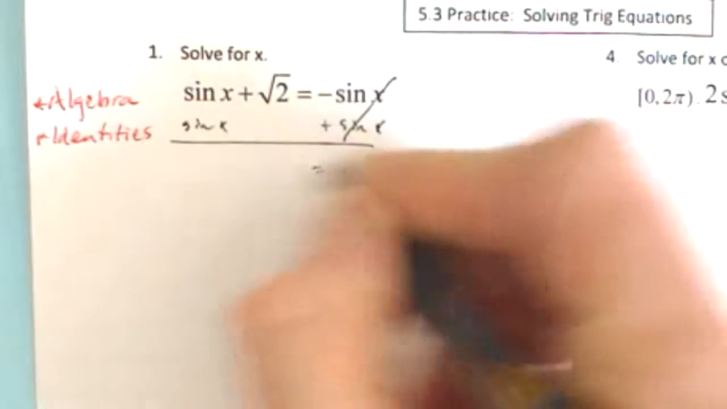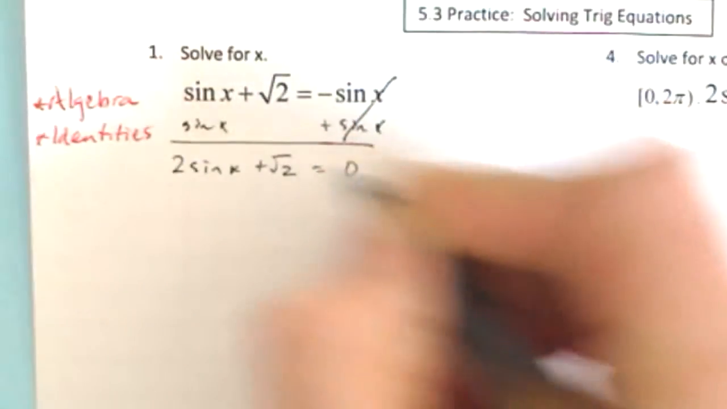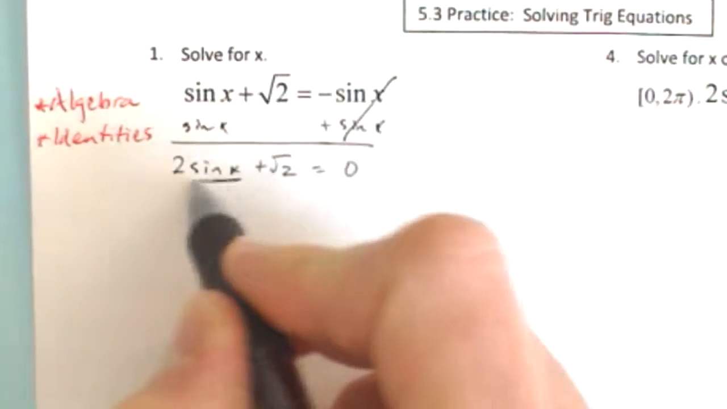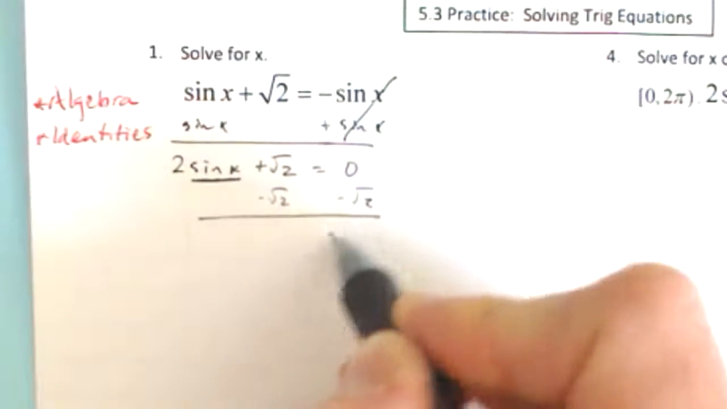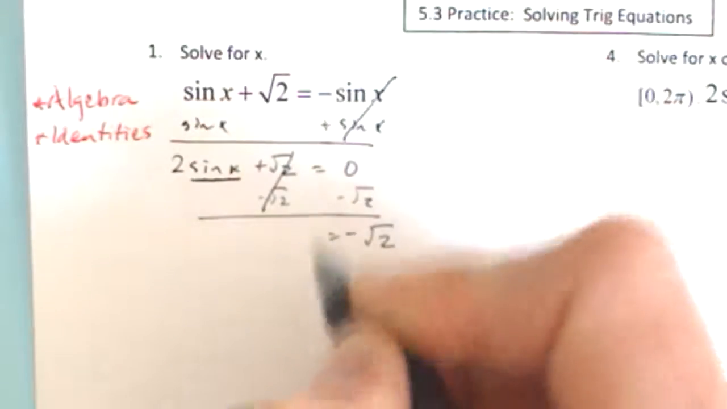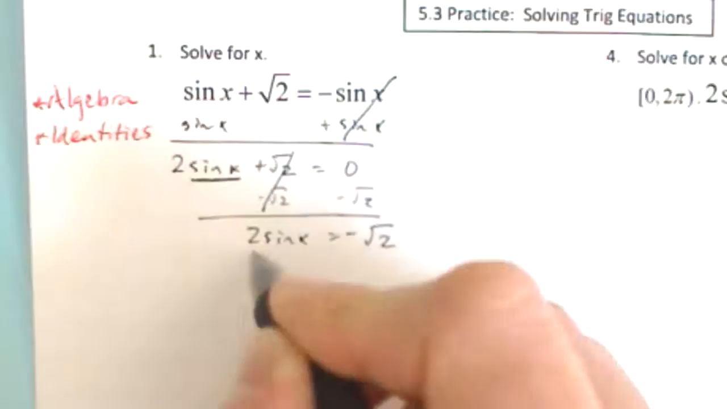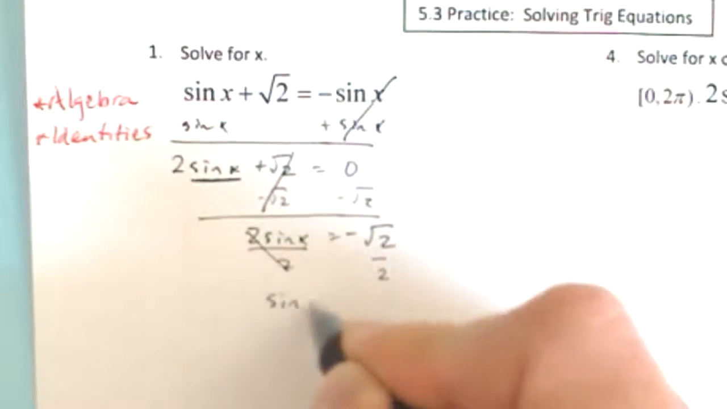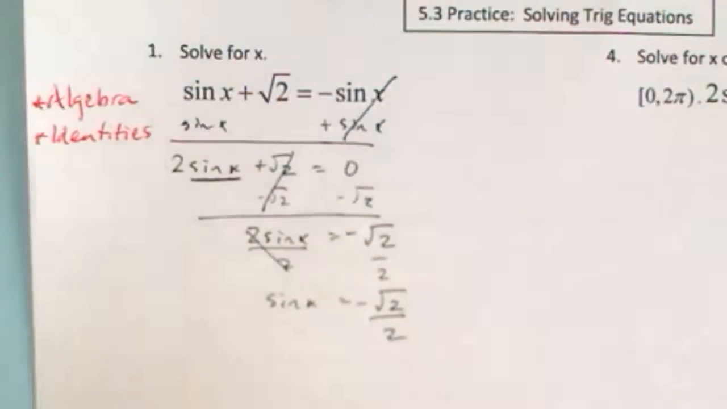It cancels out on the right, leaving me with 0. On the left, I get 2 sine of x plus radical 2 equals 0. I need to isolate this sine of x, so I'm going to subtract radical 2 first. I get those to cancel out, and I'm left with negative radical 2 on the right side, 2 sine of x on the left. Then I need to divide both sides by 2. The 2's cancel out on the left side, and then I get negative radical 2 over 2 equals x.